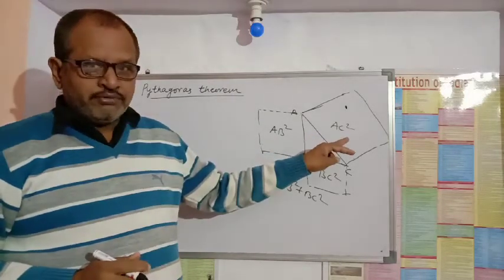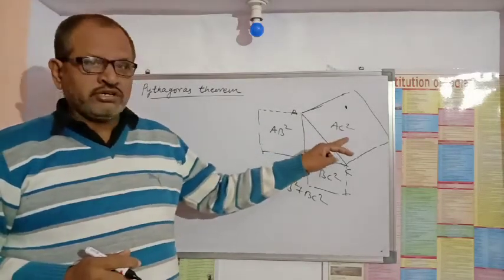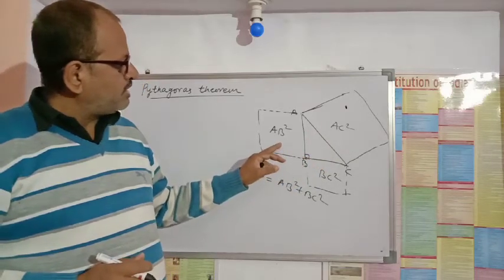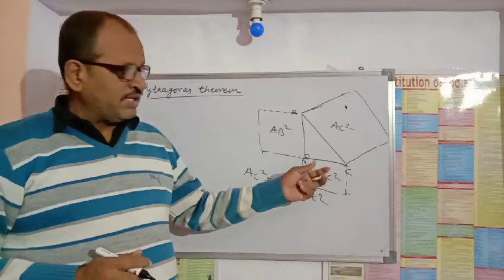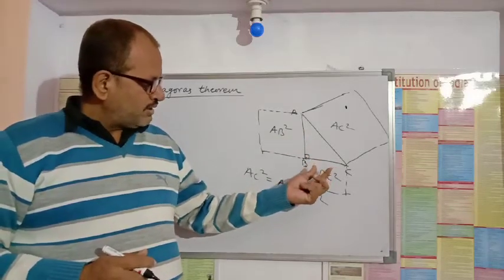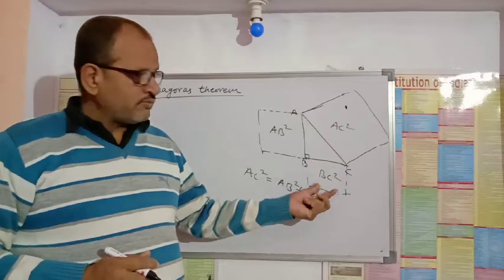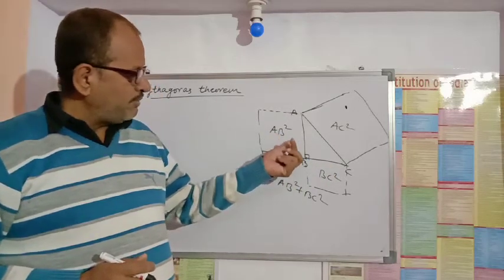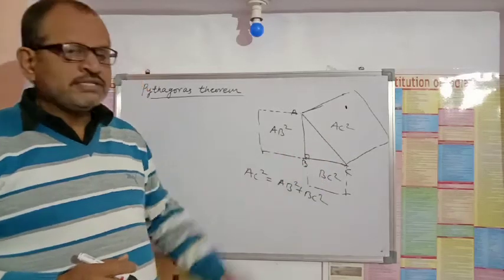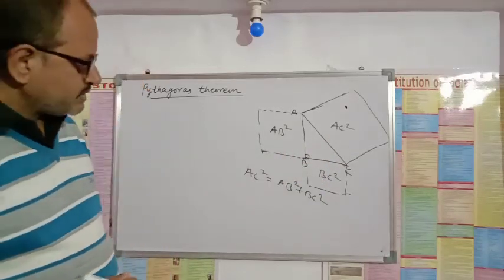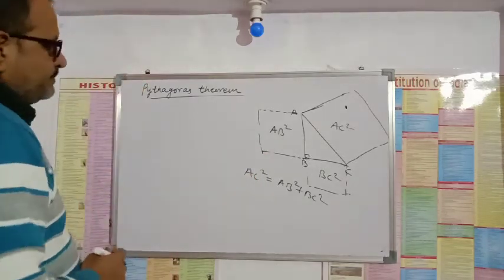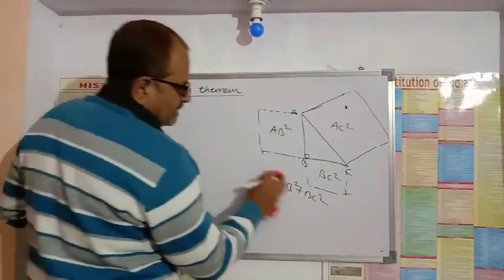The area of the square on the hypotenuse is equal to the sum of the areas of the squares on the other two sides BC and AB. So the area of the square on BC is BC square, the area of the square on AB is AB square. So AC square will be equal to BC square plus AB square. This is the statement of Pythagoras theorem. So how can we write the statement?